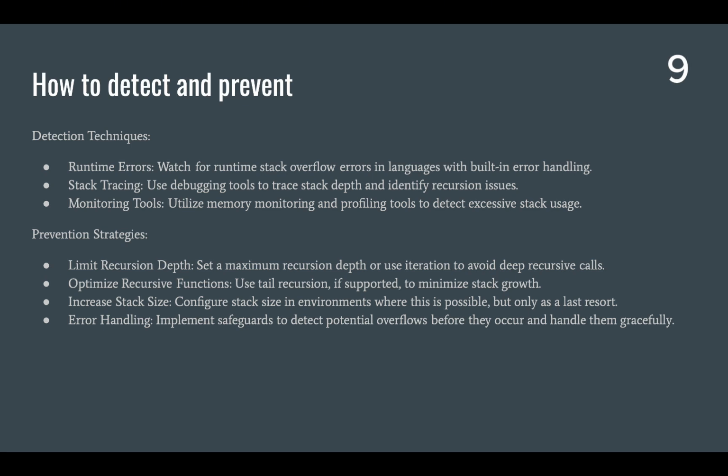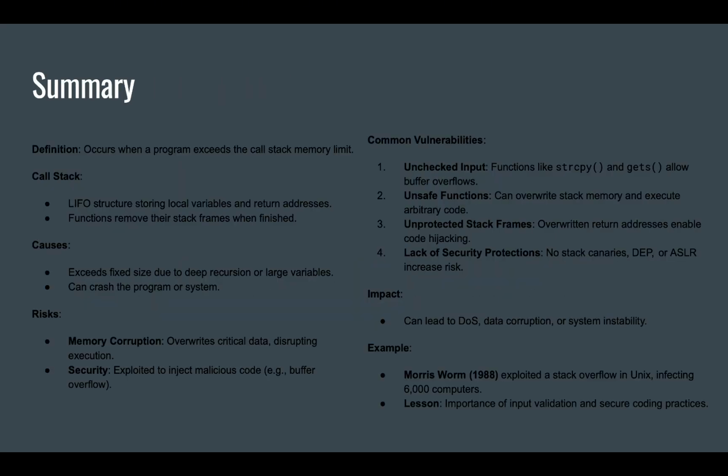For prevention, one key step is to limit how deep recursion can go, either by setting a maximum depth or switching to iteration if recursion starts getting too deep. Another helpful strategy is optimizing recursive functions, like using tail recursion when possible to keep stack growth in check. In some cases, you might be able to increase the stack size, but this should really be a last resort. Lastly, it's important to have good error handling in place so you can catch potential overflows before they become a problem.